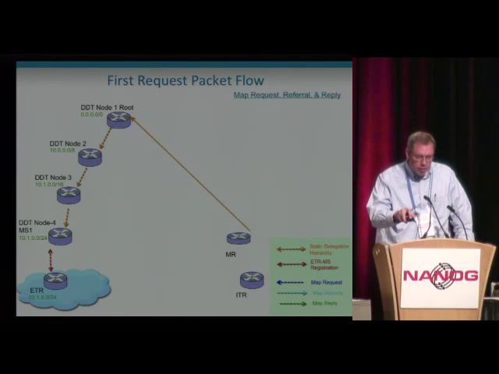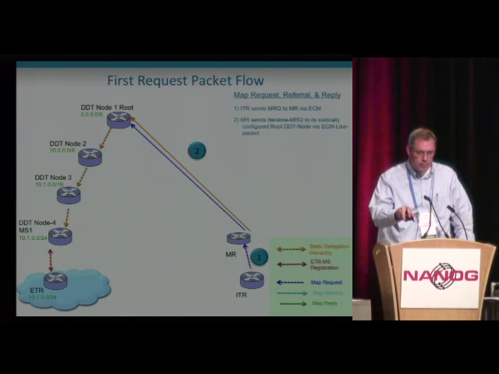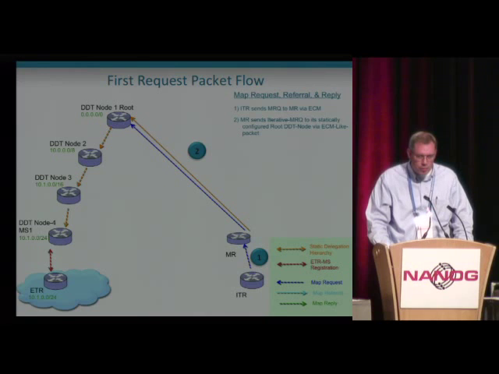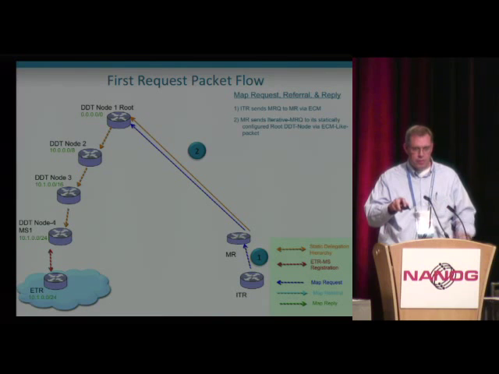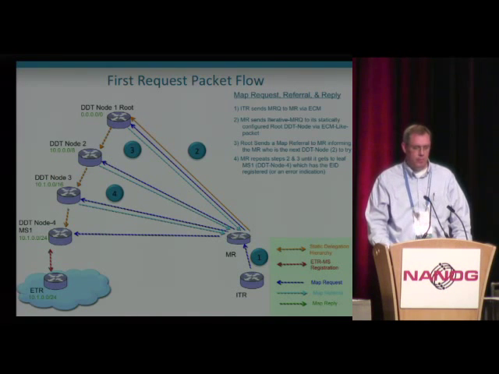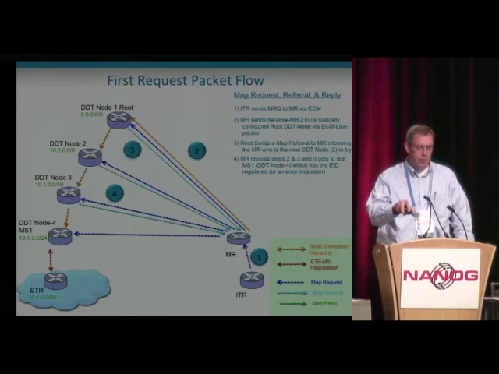Then we have our packet flow. Now this is actually happening in real time. So the ITR would send a map request to the first DDT node. It says MR there. I think that should be DDT node 1. And the DDT node answers, tells it that it needs to go to DDT node 2. And this iteration proceeds until you get to the final point where you have a map server to go to. Now, this only happens once when you first start the session or when TTLs expire.